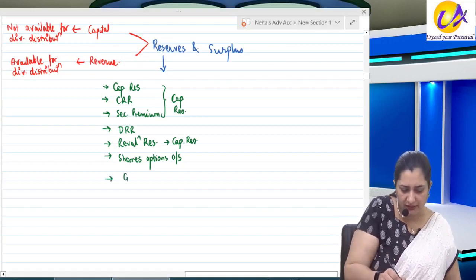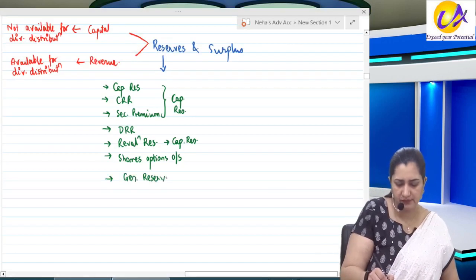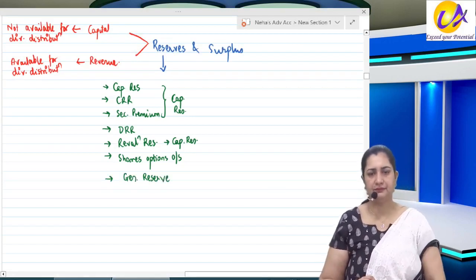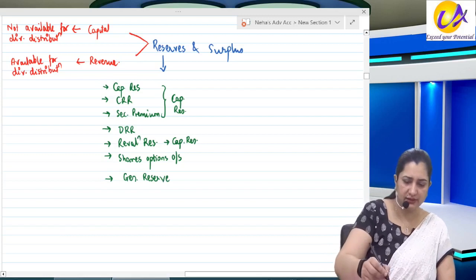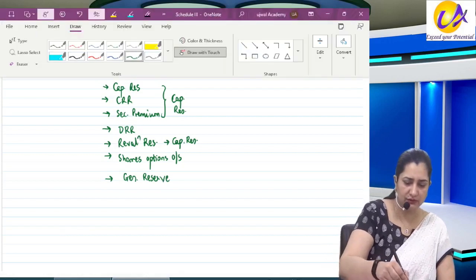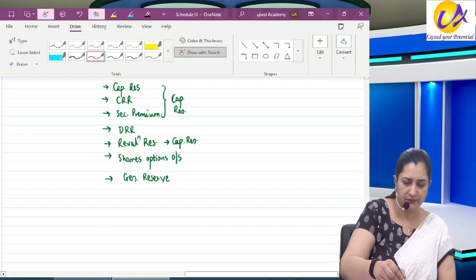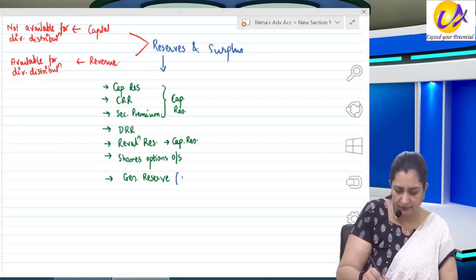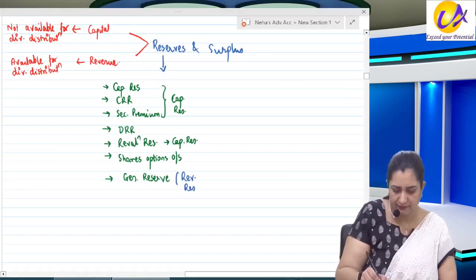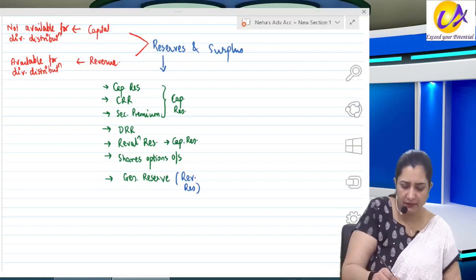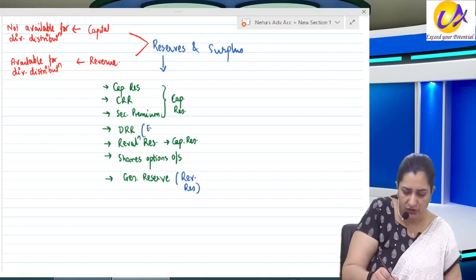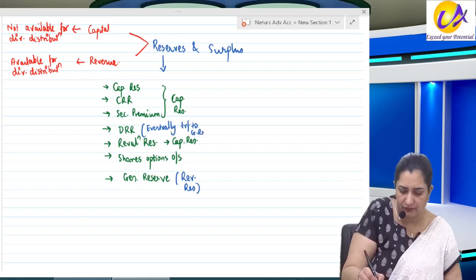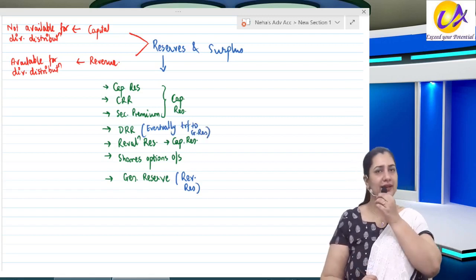Then you can have general reserve. Okay. So general reserve is a revenue reserve. DRR is eventually transferred to general reserve. So that's why I call it like it could be there.